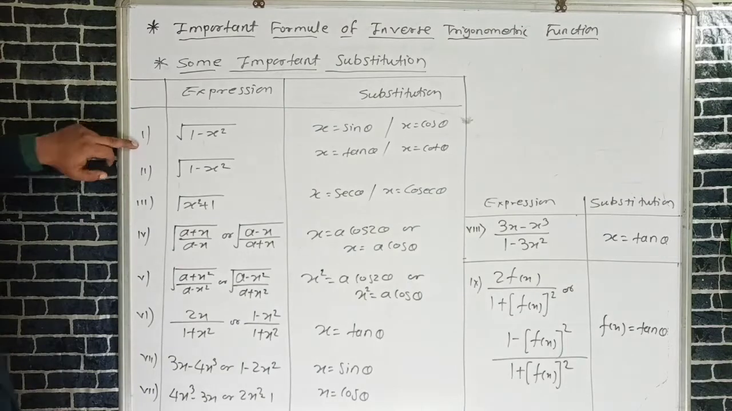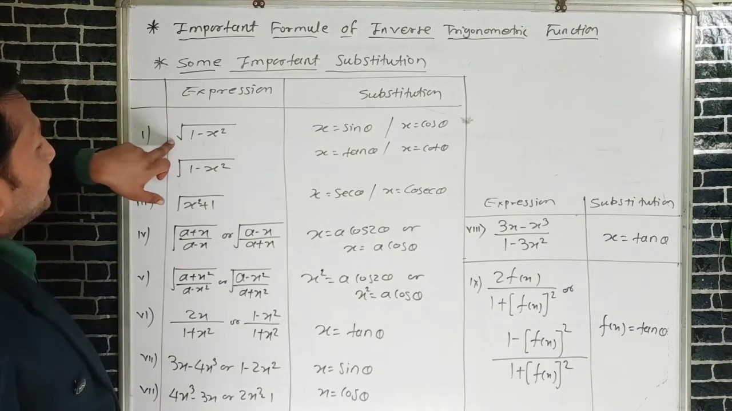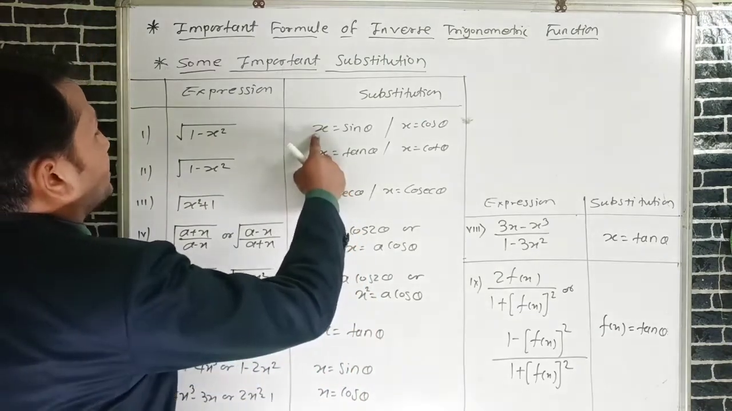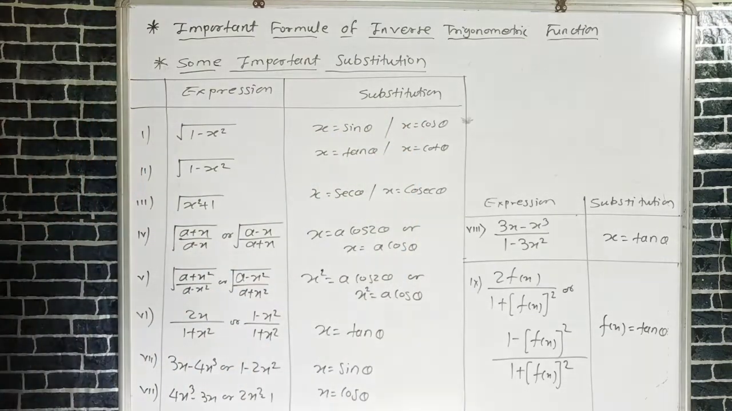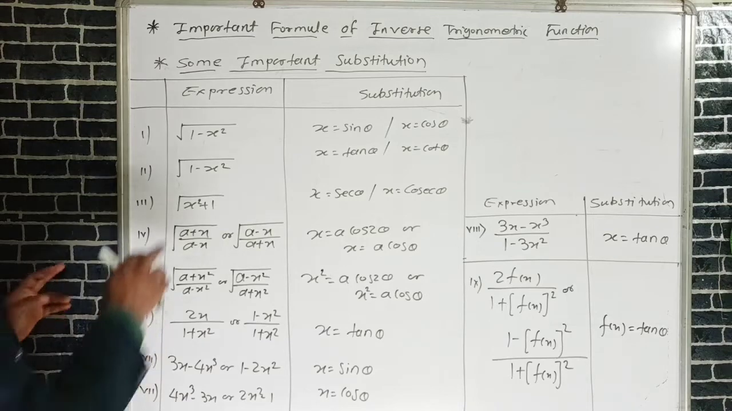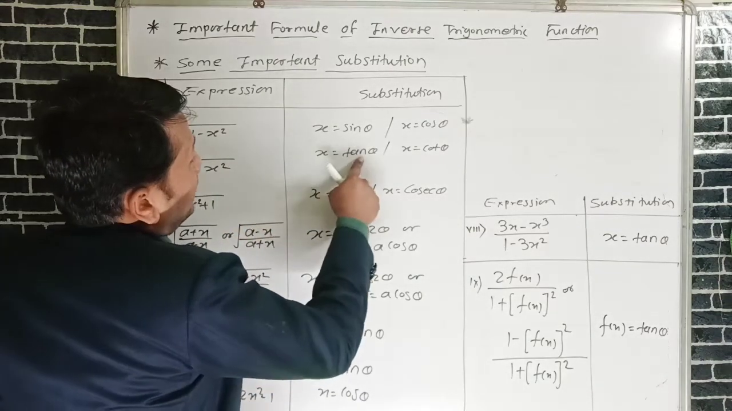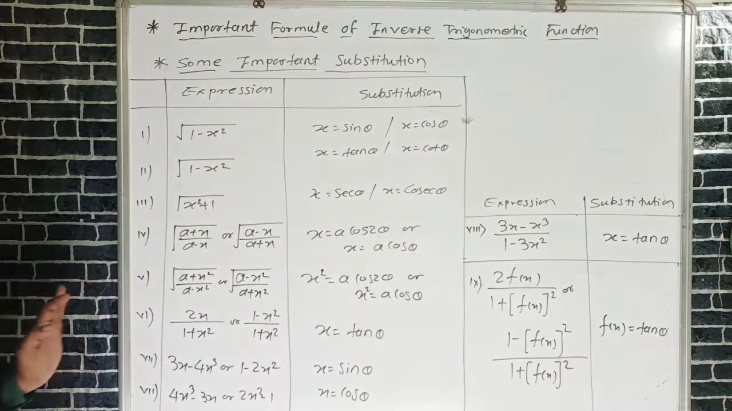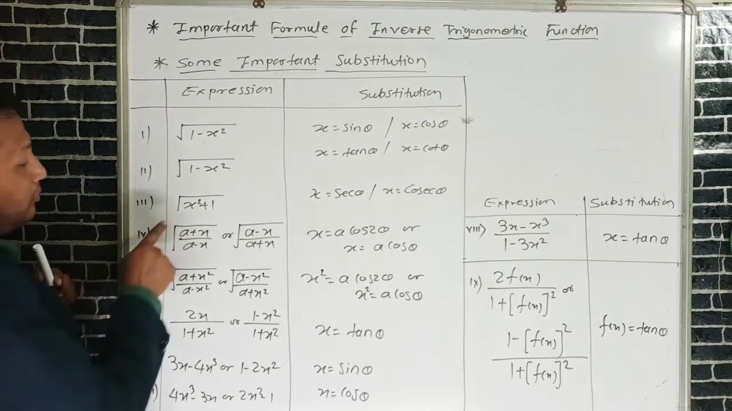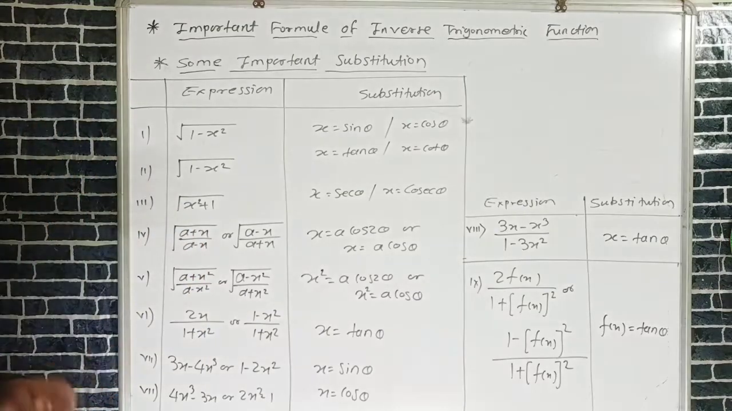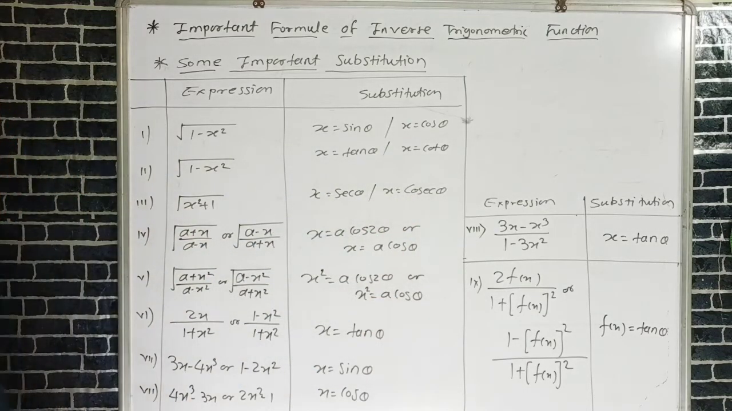First substitution: under root of 1 minus x square, then we can substitute the value of x as sin theta or cos theta. If the given expression is in the form of under root of 1 plus x square, then we can substitute x as tan theta or cot theta. If the given expression is in the form of x square minus 1, then we can substitute the value of x as sec theta or cosec theta.